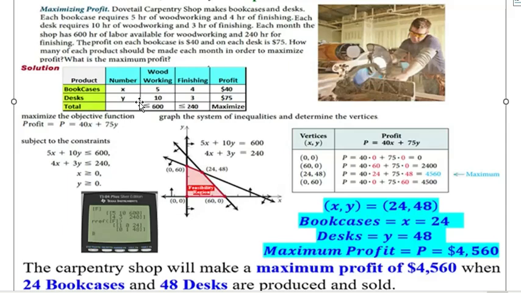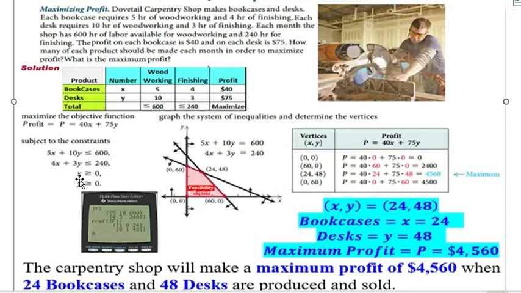Then 4x plus 3y, the maximum you can use is 240 hours, that is less than or equal to 240 hours. Of course you have to produce 0 or more bookcases, and you have to produce 0 or more desks. That means x is greater than or equal to 0. So we're going to take these constraints, convert them into a graph, and get the feasibility region.